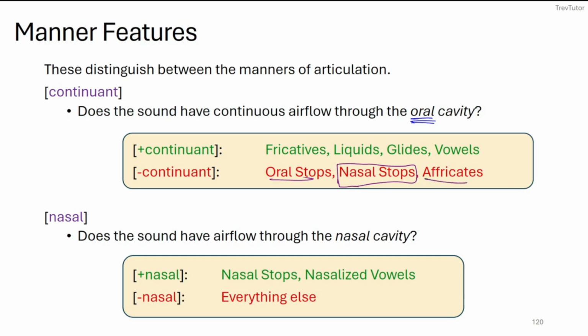And then affricates, they start basically as a stop, so they're minus continuant. Now, the nasal feature is what talks about airflow through the nasal cavity. So sounds that are plus nasal would be our nasal stops, or even the nasalized vowels that we saw before, like the vowel in pin, for example, with a little tilde above it. Every other sound is going to be minus nasal.